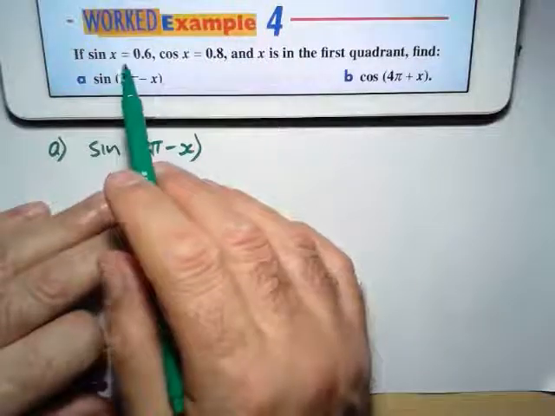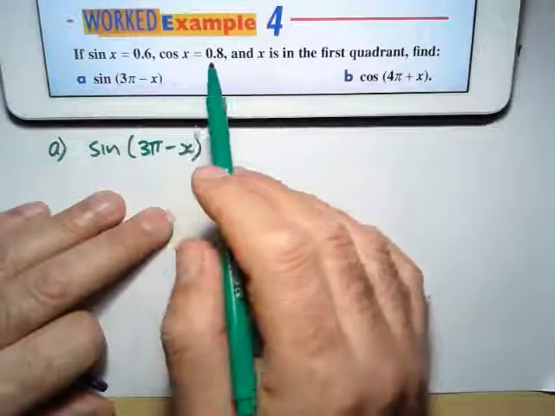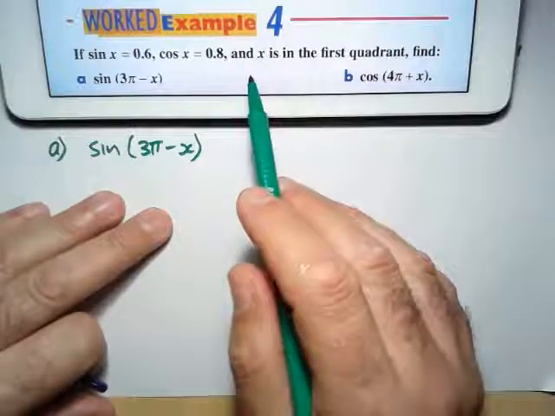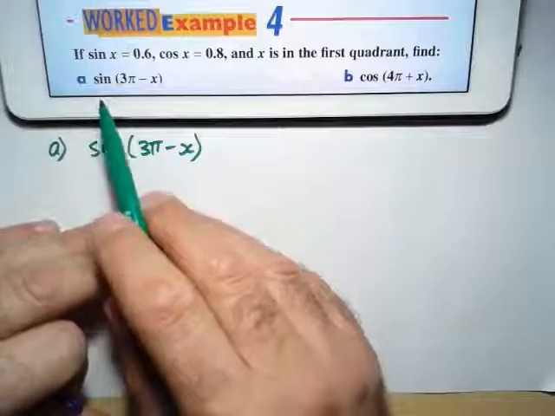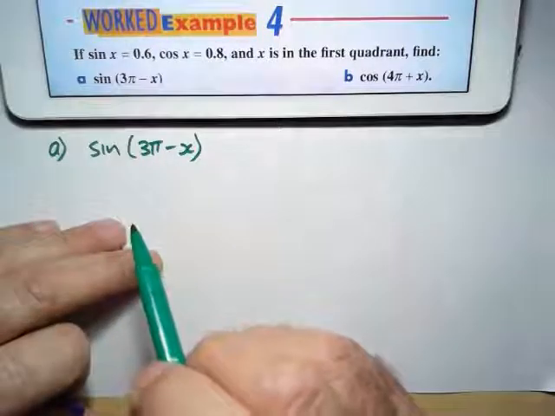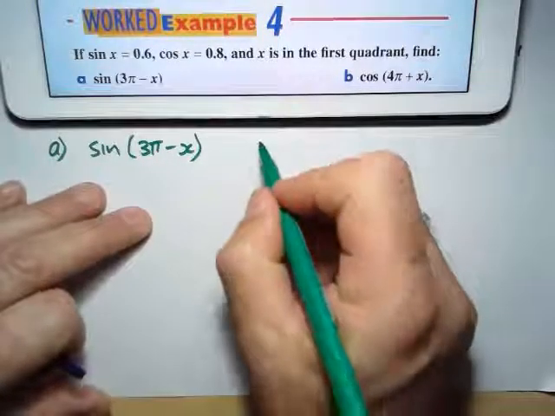If the sine of x equals 0.6, cos x equals 0.8, and x is in the first quadrant, which means it's an acute angle, find the sine of 3 pi take away x. First thing is your CAST diagram.